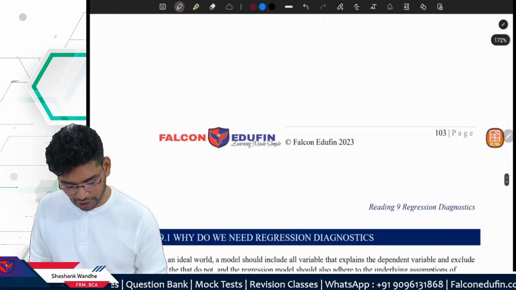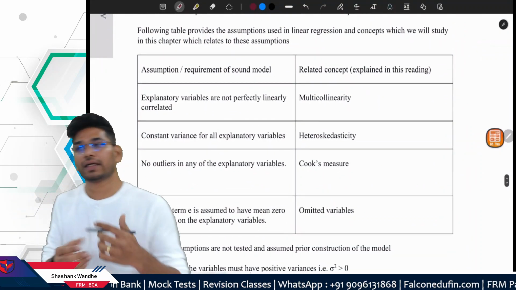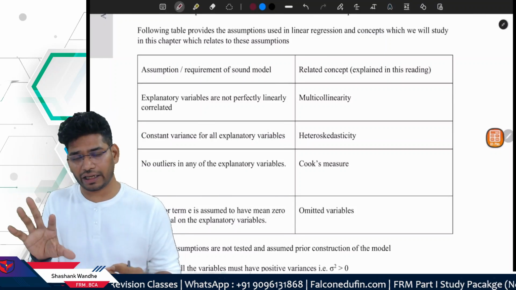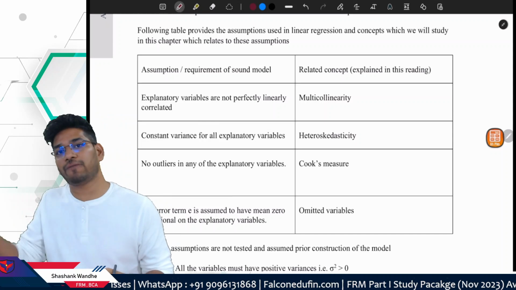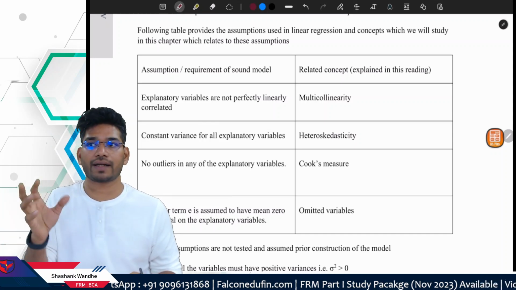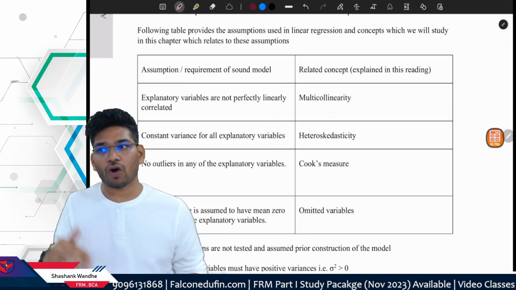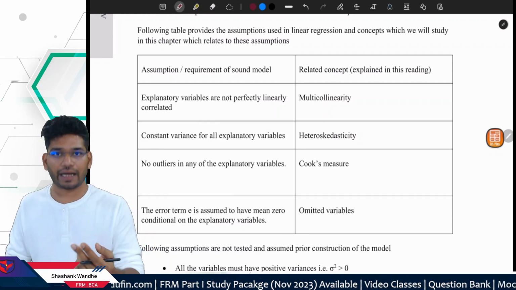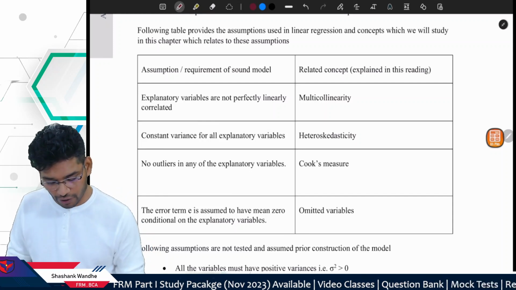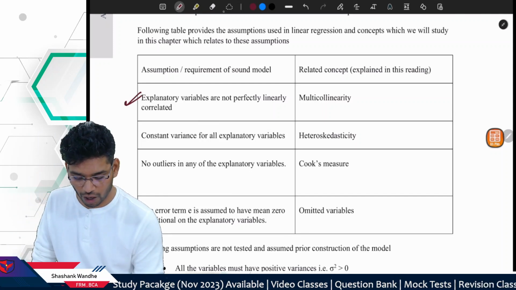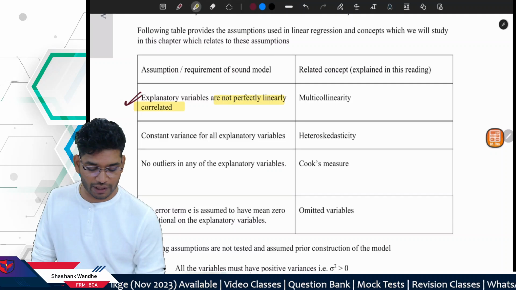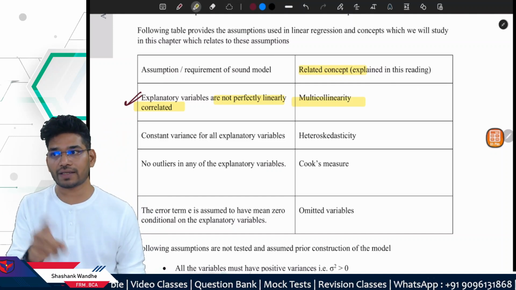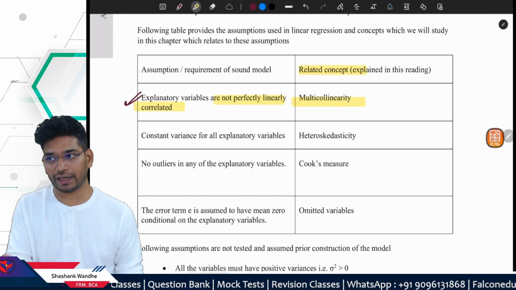Now next is regression diagnostics. In regression diagnostics, we have got our model. Because of the way assumptions are provided in the regression model, we can't trace those assumptions before creating the model. So all these assumptions are tested after creating a model, and all of them need to be tested. If there is a violation of an assumption, we have to correct those problems in the model. First of all, we discussed that the explanatory variables are not perfectly linearly correlated. The related concept in this chapter is multicollinearity. We will see how this assumption is tested and how to correct those violations.